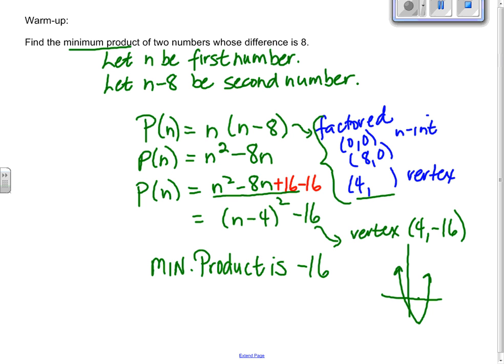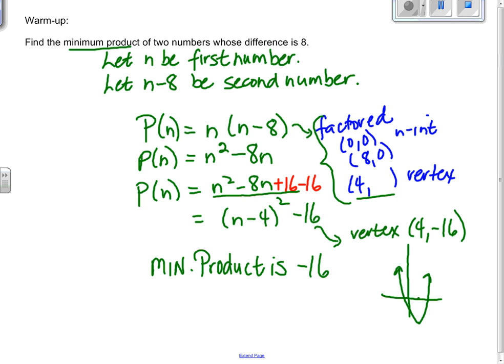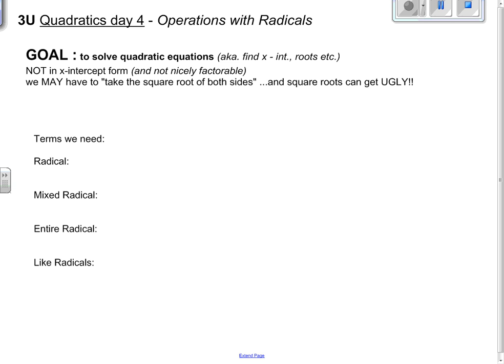Today, our goal, actually over the next couple of days, is to get to solving things for x-intercepts by using the different forms. Today is a means to an end. We're going to practice using roots, radicals, square roots, and so on, so that by tomorrow and the next day we can use square roots to answer questions about x-intercepts, or roots, or solutions, however we word that. So today is operations with radicals.